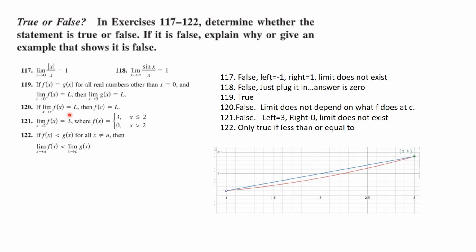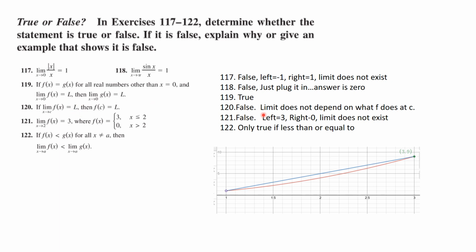Okay, the first one is false because the limit from the left is minus 1, the limit from the right is 1, the limit does not exist. 118 is false because this is a just plug it in. That's not 0, that is pi, and the answer is 0. 119 is true because the limit doesn't depend on what happens when x is equal to 0. It has everything to do with what happens near 0.